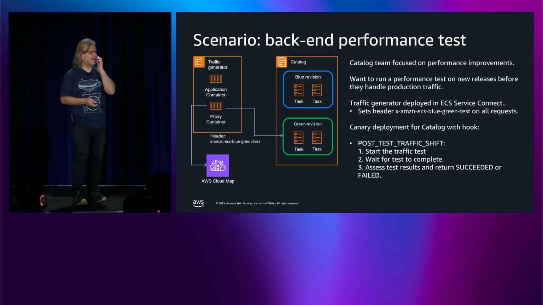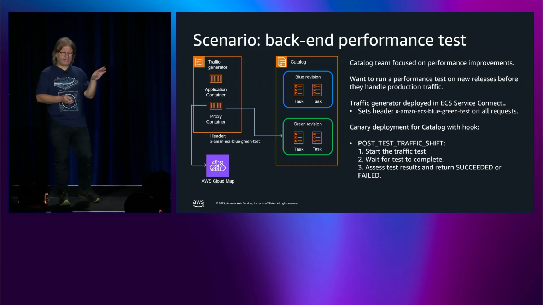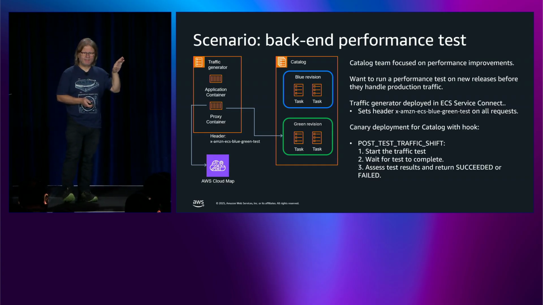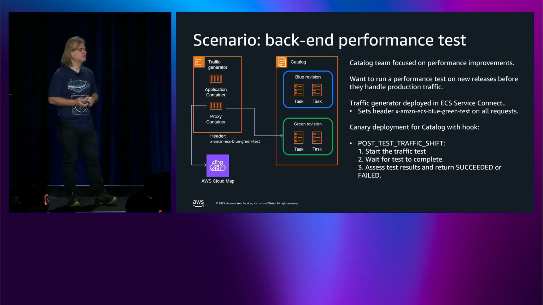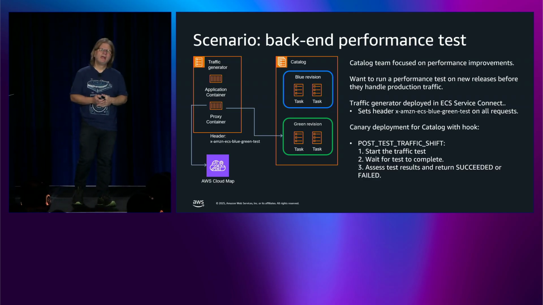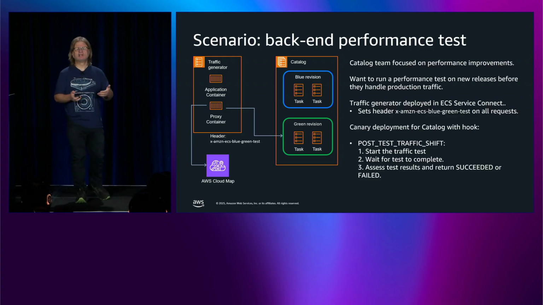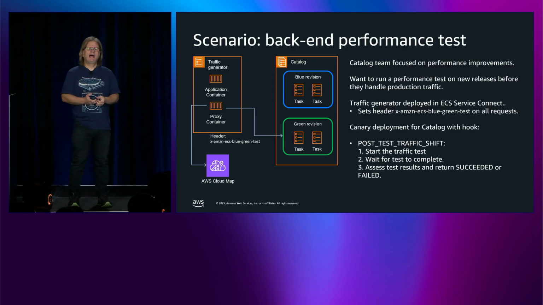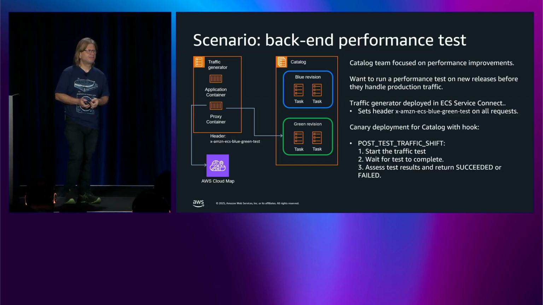They then implemented a hook in the post-test traffic shift stage. And what they do in this stage is they trigger the load generator to start sending test traffic. They measure the performance of the service under load. And then at the end of that test, they determine whether it's passed or not. If it's passed, the hook returns successfully and the deployment continues. Otherwise, they fail it and roll back.